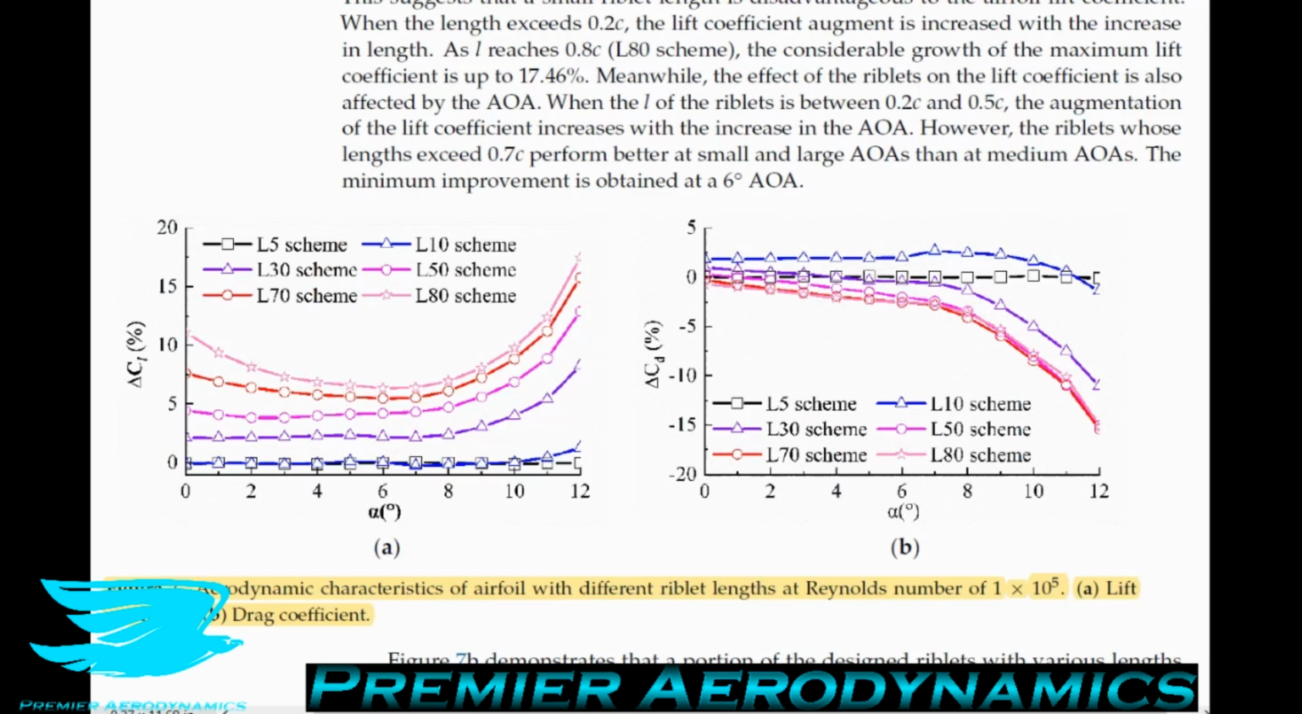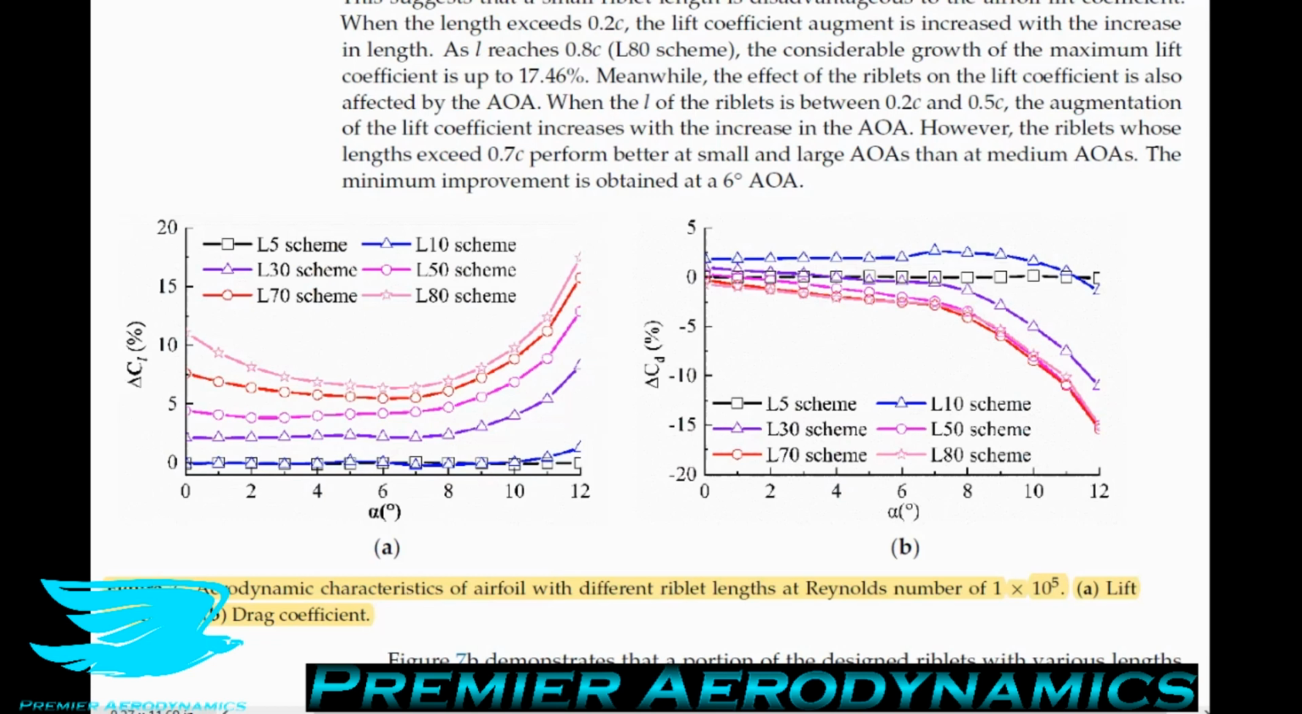That makes sense. If you want to affect the flow of something, often the more of a flow control device you use, the more effective it will be up until a certain point, and then it often becomes disadvantageous. But in this case, you want to have more riblets than just 5% or 10% of the chord being covered. When the length exceeds 20% of the chord, the lift coefficient augmentation increases with increasing length. In other words, the more riblets you put on, even up to 80% of the chord being covered, you still get a lot more lift. That's quite amazing. As the length reaches 80%, the considerable growth of the maximum lift coefficient is up to 17.5%. That's huge.